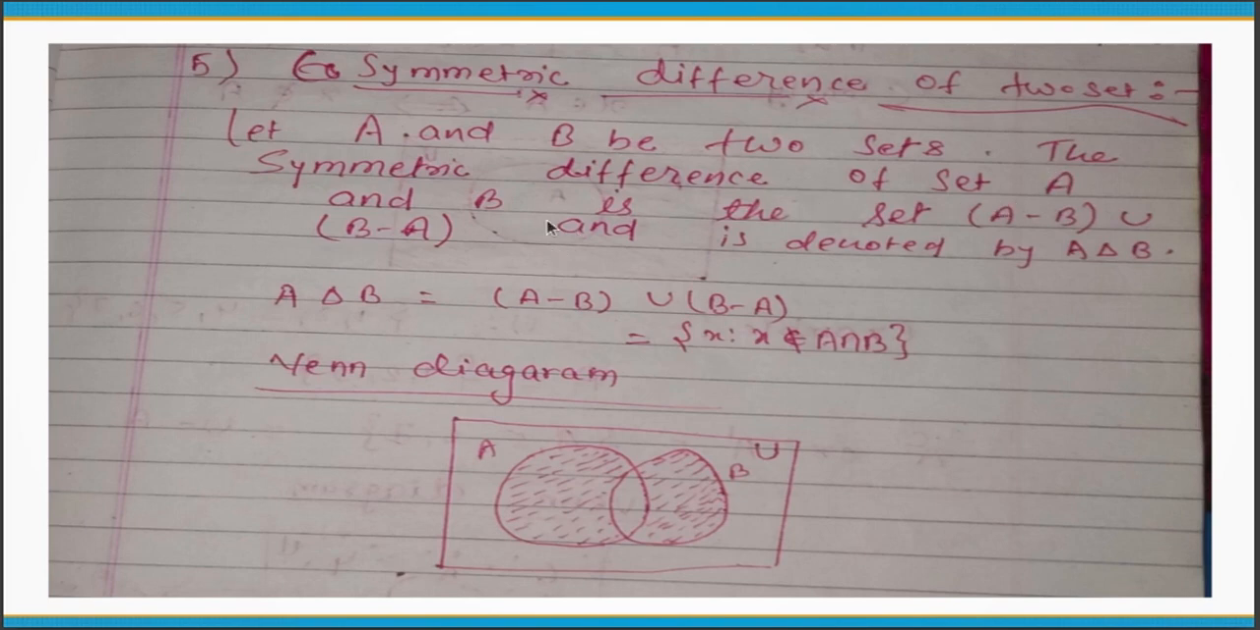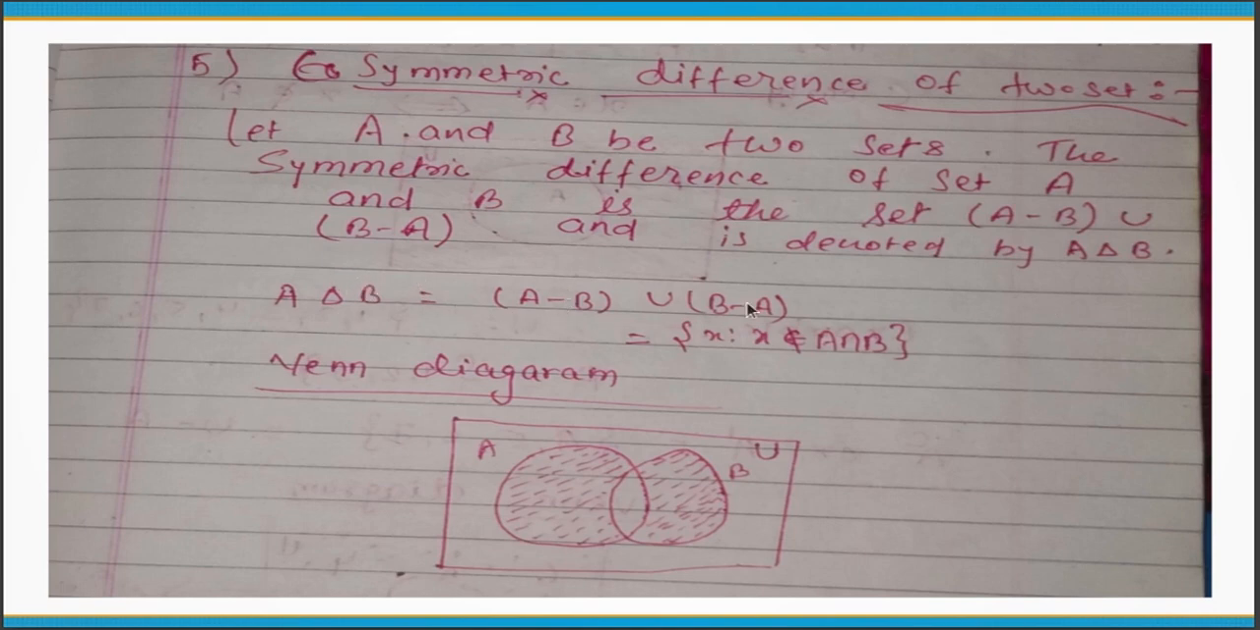Now, symmetric difference of two sets. Let A and B be two sets. The symmetric difference of sets A and B is the set A minus B union B minus A. It is denoted by A delta B.